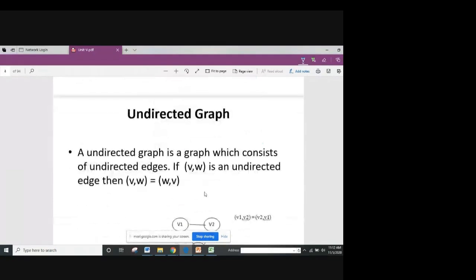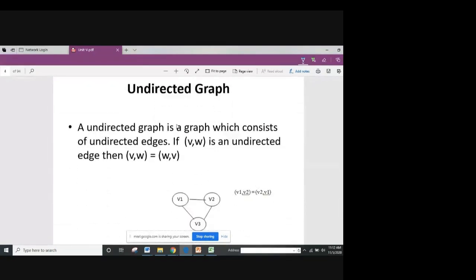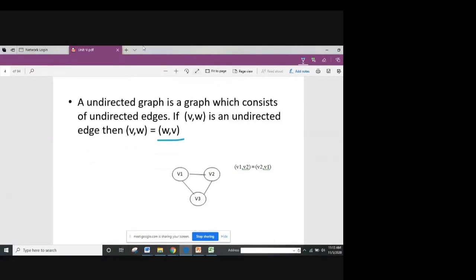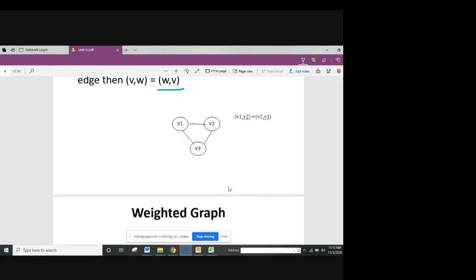But an undirected graph is the opposite way. Opposite way in the sense both the sides are possible. This is same, but in the previous one you could see that it is not the same. Here there is no arrow mark between any edges. V1 to V2 no arrow mark, V2 to V1. So both are equal. I can travel both the sides.